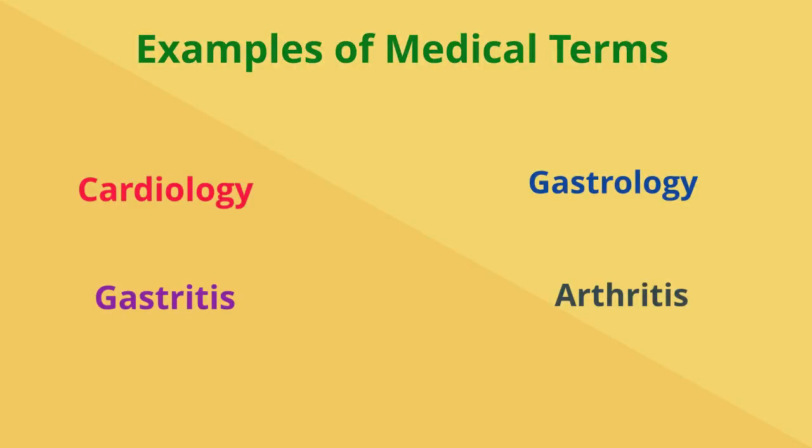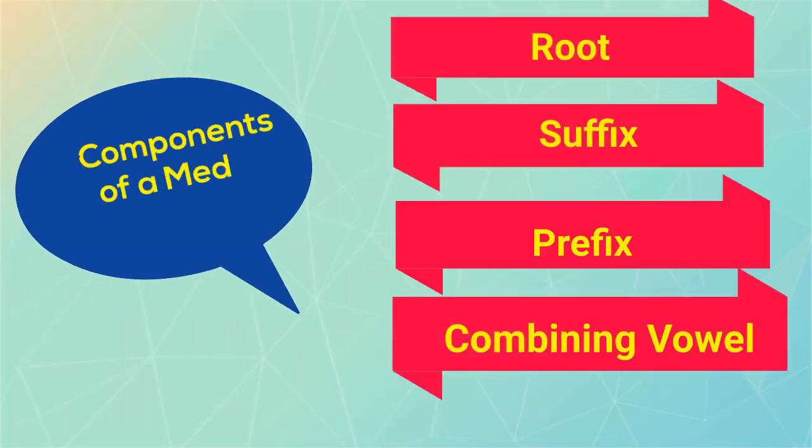Now, let's consider a few examples of medical terms like cardiology, gastrology, gastritis, and arthritis. Each term is divided into its components to arrive at the meaning of the medical term. What are the components exactly I'm talking about? There are four components to a medical term. They are the root, suffix, prefix, and the combining vowel.